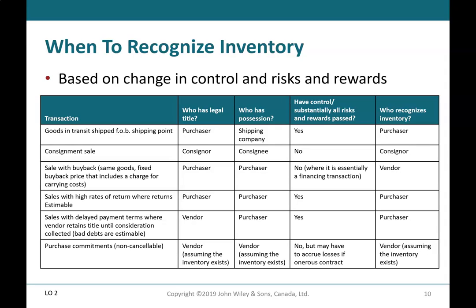Who recognizes inventory? Purchaser. Purchase commitments, non-cancelable. Who has legal title? Vendor, assuming the inventory exists. Who has possession? Vendor, assuming the inventory exists. Have control, substantially all risks and rewards passed? No, but may have to accrue losses if onerous contract. Who recognizes inventory? Vendor, assuming the inventory exists.